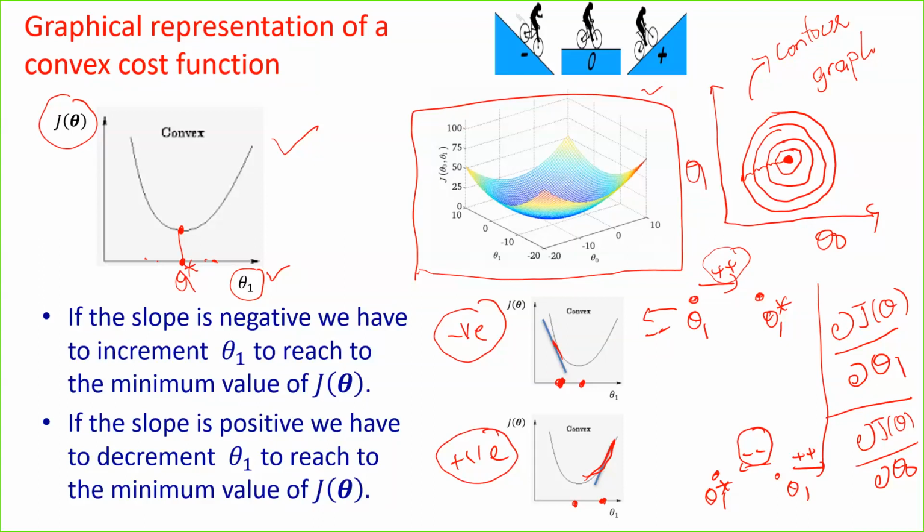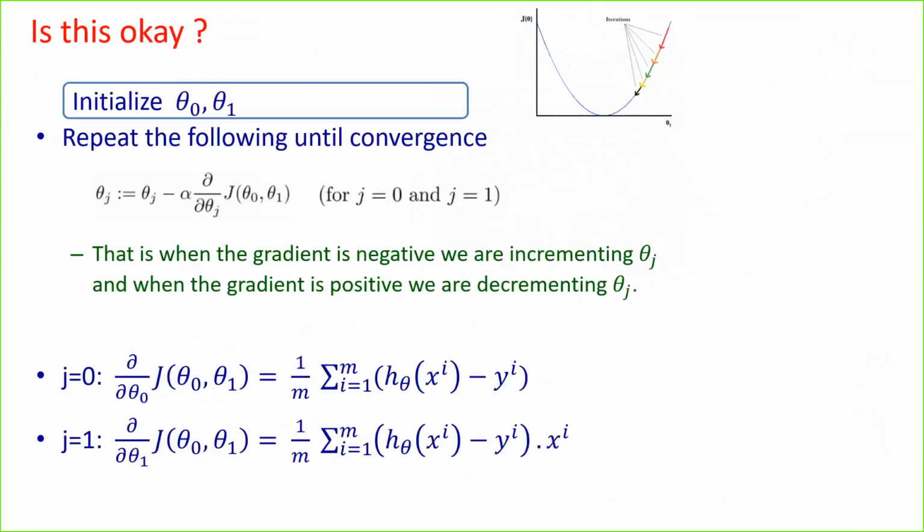All right, we have got a tentative algorithm. Let us try to finalize that. Is this okay if I do this? I initialize theta naught and theta 1 and repeat the following process until convergence. The following process means we update theta j to theta j minus some alpha times the derivative of J with respect to theta j, for j equal to 0 and 1, right? So what is this giving?